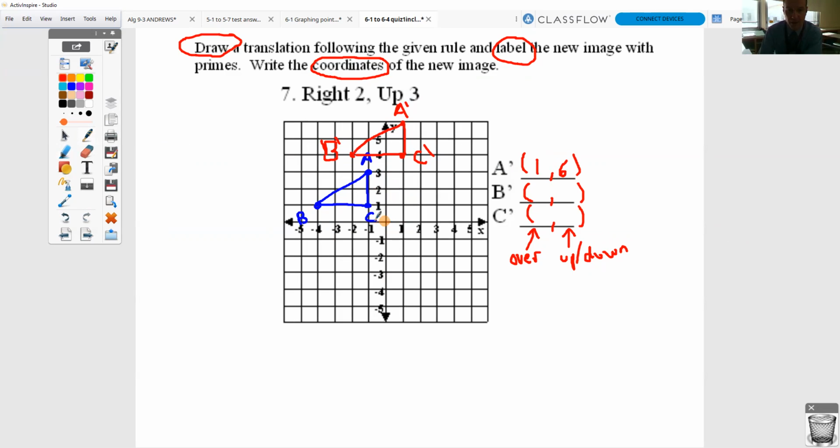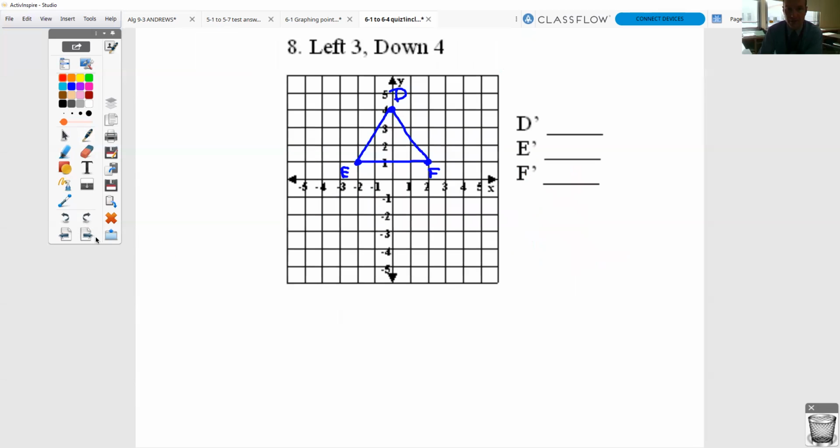B prime, starting in the middle, over to -2, up to +4. And with C prime, you're going over to 1, up to 4. So we drew our new picture, we labeled it with primes, and we wrote down the coordinates.